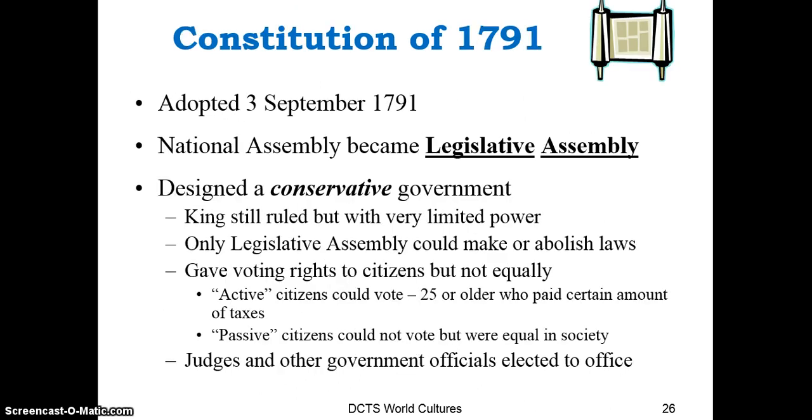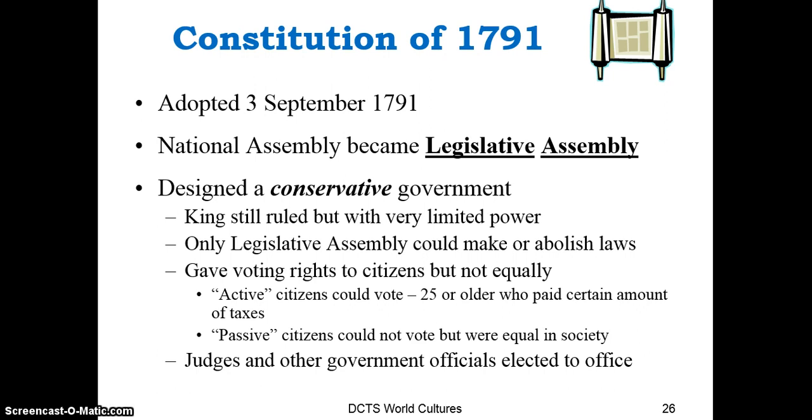Constitution of 1791 adopted in September. The National Assembly now becomes a legislative assembly, so now they have a right to start creating laws. Designed as a conservative government, the king still ruled, but with very limited power. Only the Legislative Assembly could make or abolish laws. Nobody else besides these guys.